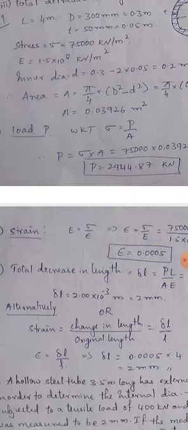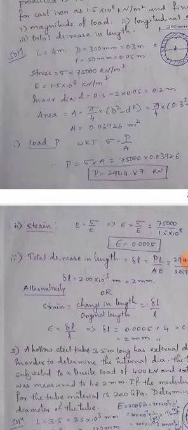If you see the alternate way to solve the strain value, change in length to the original length. Therefore, delta L is equal to strain into this one. Strain equal to how much? Already calculated, that is 0.005, 2 mm. So please go through the problems once again and try to understand the basic input values.